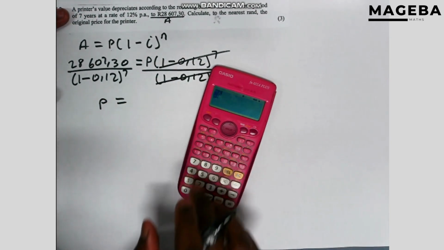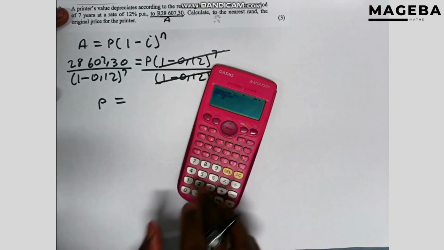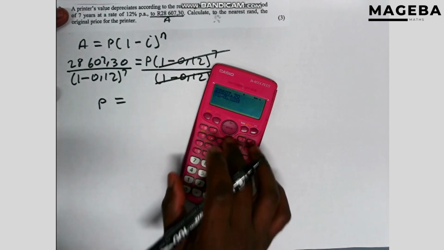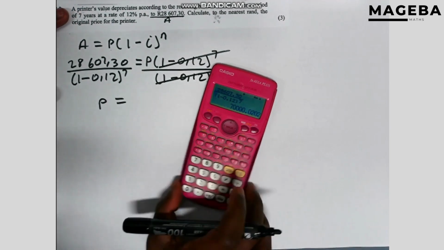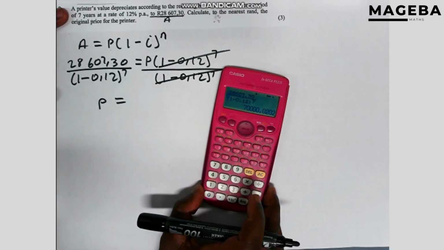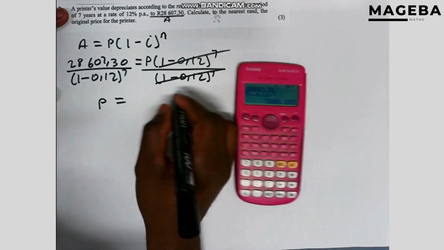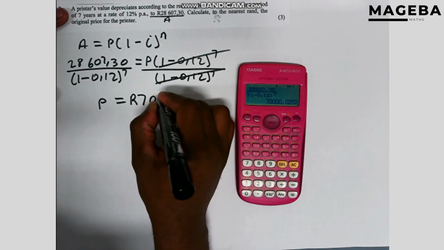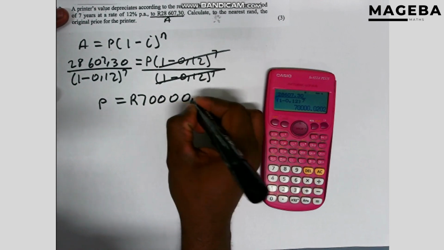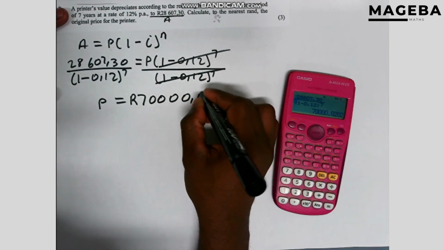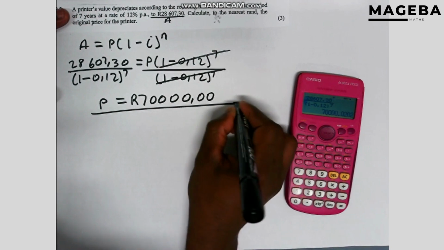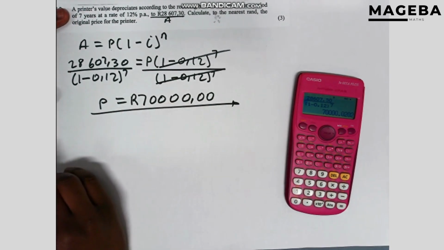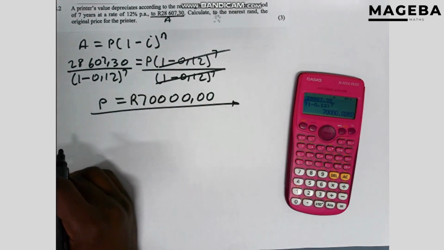So it's 28,067.30 divided by 1 minus 0.12 to the power 7, then round off to the nearest rand. It's going to be 7,000 to the nearest rand. So this is the original price of the printer. I hope everyone understands. Got everything here.